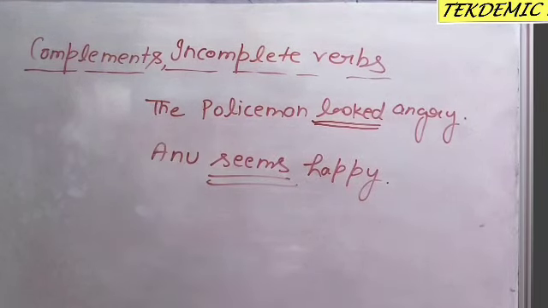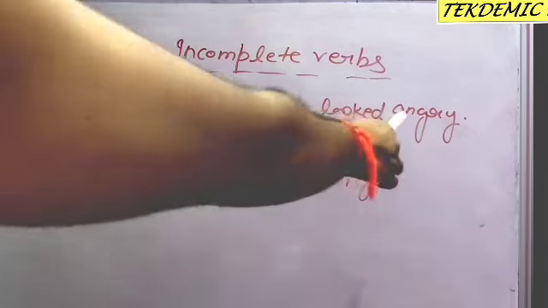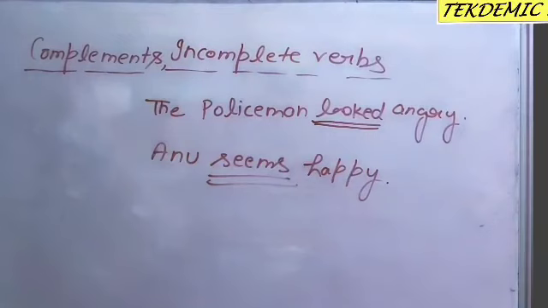Now we will learn about complements and incomplete verbs. There are two sentences on the board. The policeman looked angry. Anu seems happy. In these sentences, looked and seems are verbs and they are incomplete verbs. Why? Because these verbs do not make complete sense by themselves. They need some words to complete the sense. And the words are angry and happy.